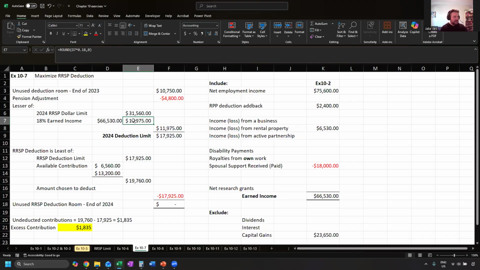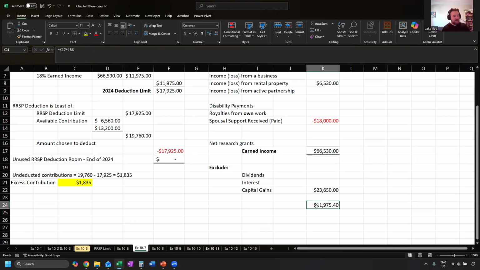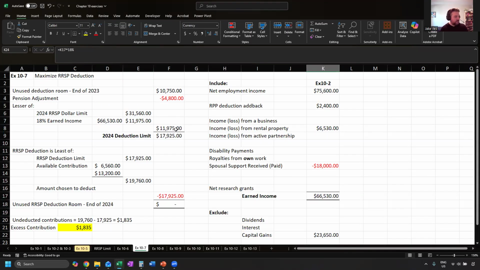66,530 times 18%, rounding it off to the nearest dollar, is 11,975. That's what we have down here, 11,975. So combining these numbers together, 2024 has a deduction limit of 17,925.